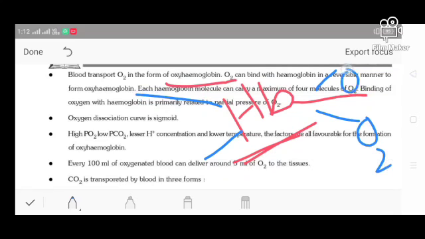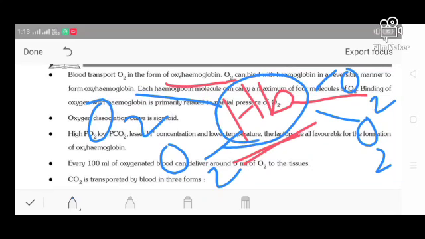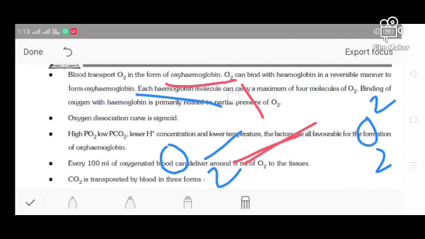Okay, so this is a very important thing. In every chain an oxygen molecule is attached. So my dear friends, one molecule of hemoglobin can carry 4 molecules of oxygen. So this is the general idea, and it forms the oxyhemoglobin.